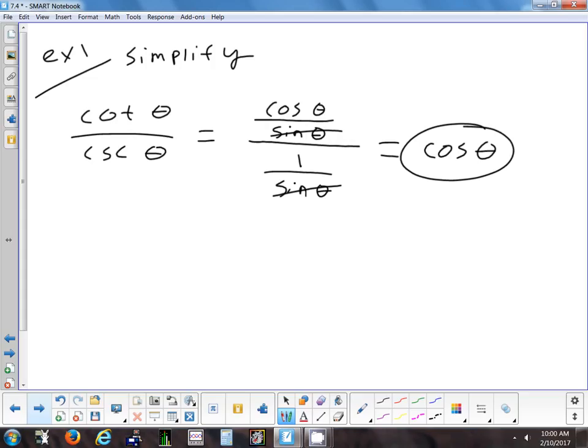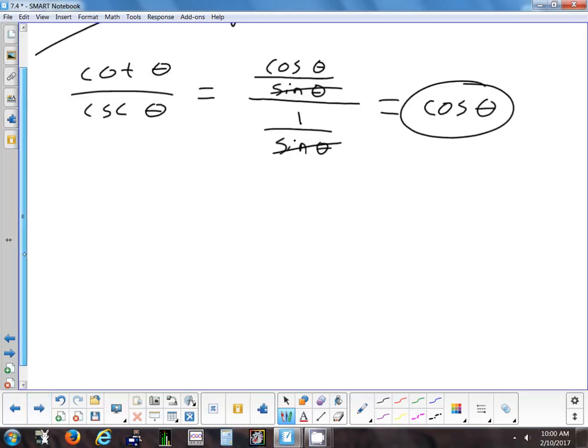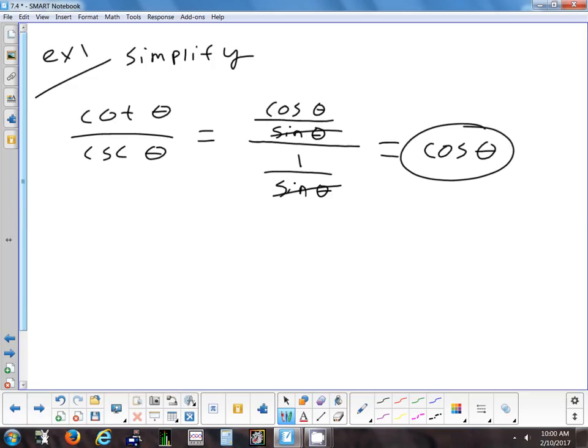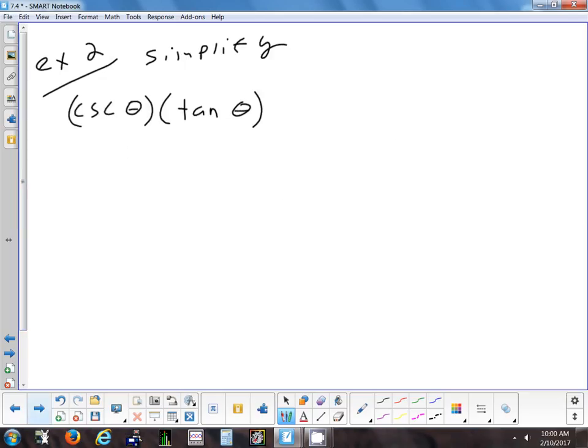So taking the cotangent and dividing by the cosecant for any angle is the same as just taking the cosine, which is a lot simpler than this. They're in 6.2, part 2. 6.2 part 2? Okay, thank you. Now, that's a pretty easy identity. That's a pretty straightforward one. So is this one. Let's try this.